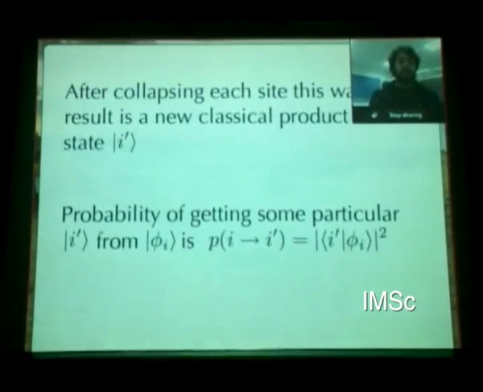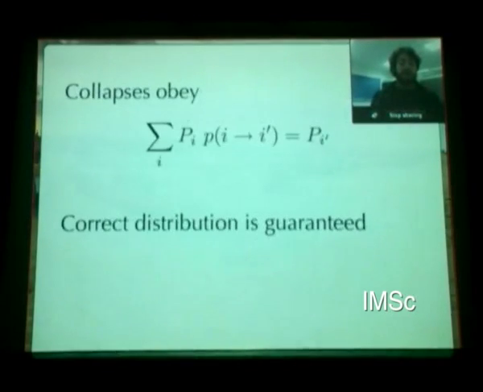The result is a new classical product state. I call it i prime, and I don't show the proof here, but you can check that the probability of getting some particular i prime from the state phi i is given by this overlap, i prime overlap with phi i, the square of that overlap. So that number is the probability that you'll get a particular product state i prime. And it's pretty easy to show by just going through the algorithm one by one.